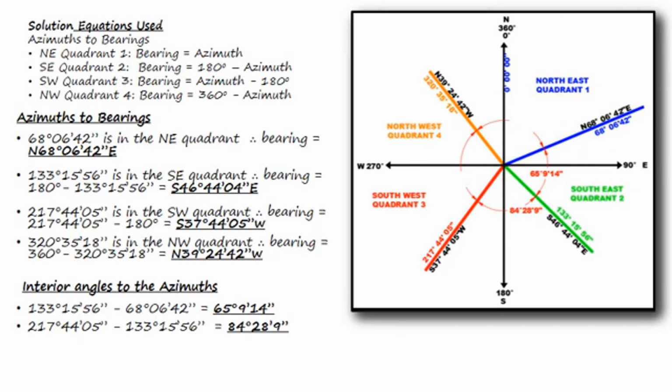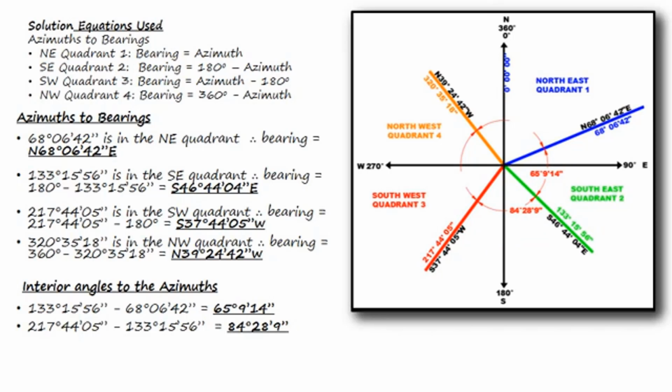Now the next one says, what is the interior angle between the 217 and the 133? So basically I'm going 217 degrees to here, and I'm going 133 degrees from 0 to the line. That leaves me this angle here when I subtract them. So 217, 44, 5 minus 133, 15, 56 is going to give us 84 degrees, 28 minutes, and 9 seconds.